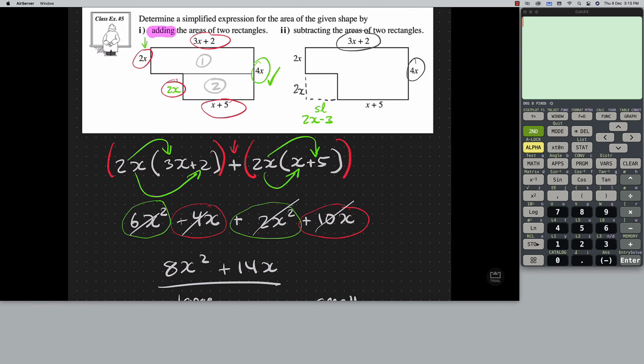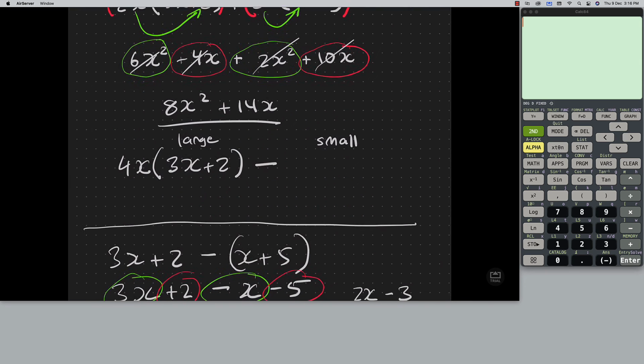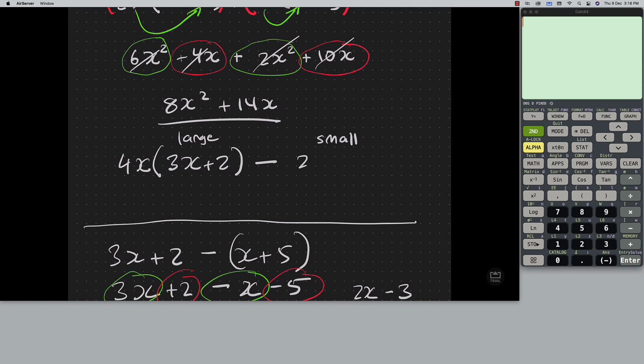So now what I need to do is multiply that times that to get this and then subtract it. That's my small one. So it's 2x minus 3 times 2x. So 2x times 2x minus 3. And now basically I just need to recognize right away there's a negative sign there. So I'm going to segregate these ones here. I'm going to do the math. 4x times 3x is 12x squared. 4x times 2 is 8x.